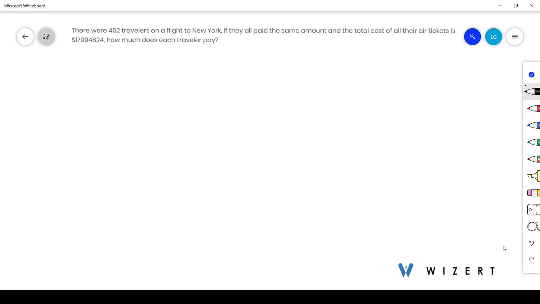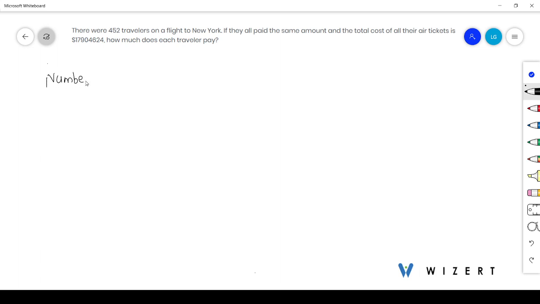Our question is, there were 452 travelers on a flight to New York. If they all paid the same amount and the total cost of all their air tickets is $17,904,624, how much does each traveler pay?